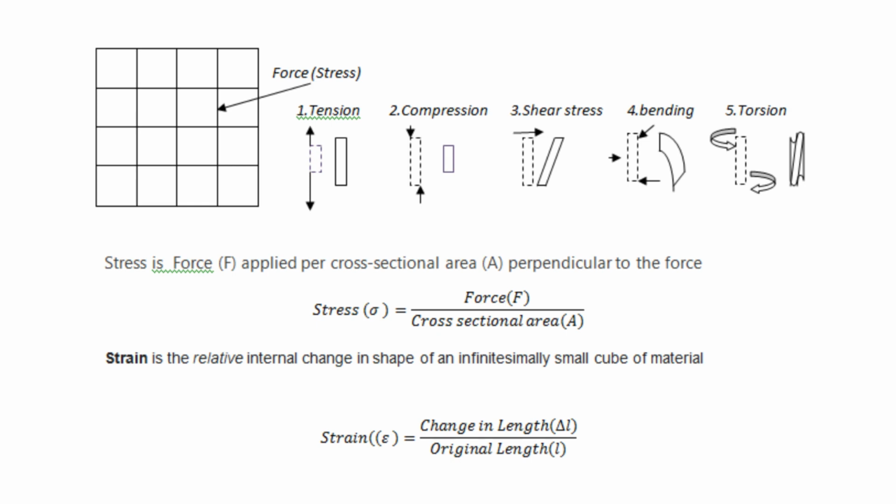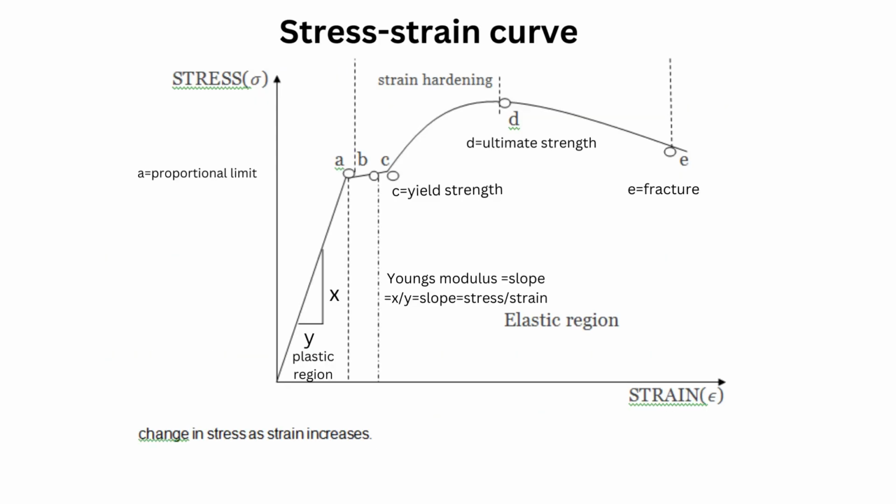Stress is force applied per cross-sectional area. That is the definition of stress. So stress equals force per cross-sectional area. And strain is change in length by original length. When you apply tension or compression, the length is changed. So change in length divided by original length is strain, and stress is the force applied per cross-sectional area.